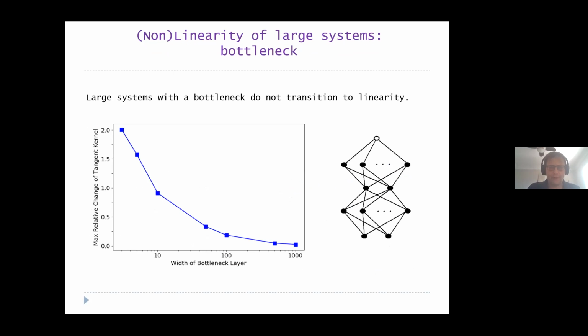And the same happens for bottleneck layers. If you have a single bottleneck layer, all layers need to be wide to have transition to linearity. If you have even a single bottleneck layer, that breaks it.